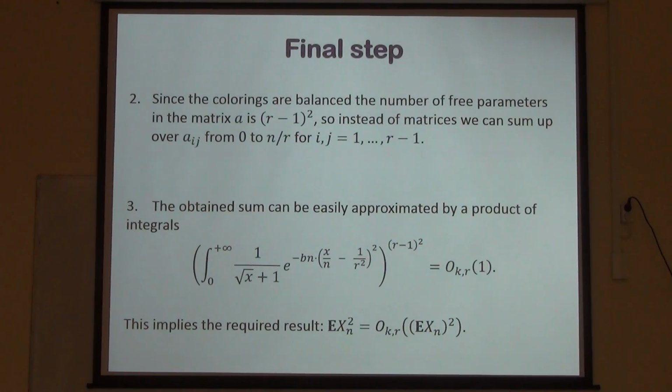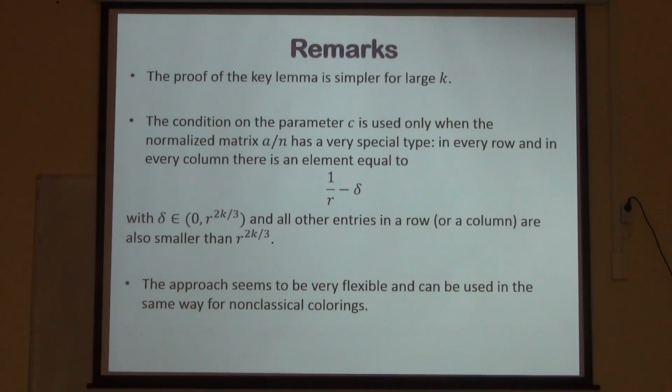So, yes, we have some time also. Some remarks. The proof of the key lemma is simpler when r is large. When r is small, it is a little bit harder, but everything is simple because you don't need anything except some simple calculus, for example, Taylor expansion for a logarithmic function. The condition on the parameter c is used only once, in a very special case.